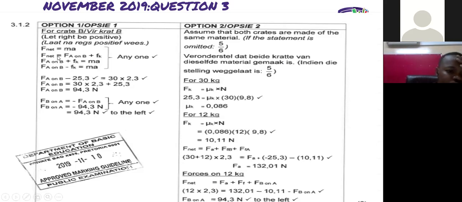The net force is equal to the mass multiplied by the acceleration. Are we together? Now, if net force is equal to mass multiplied by acceleration, then I must actually go and calculate the net force. And to calculate the net force, it means I must do the vector sum of all the forces that are acting on the object.